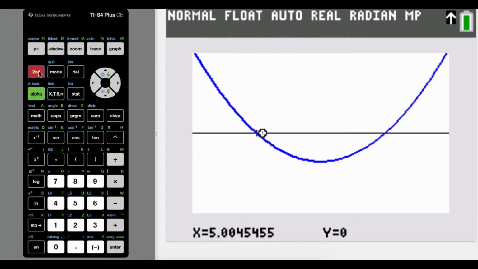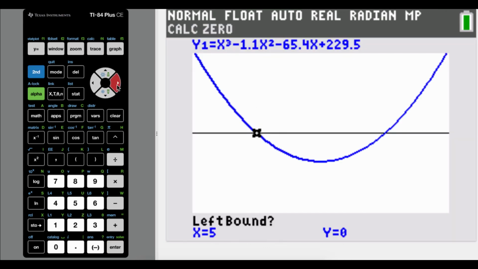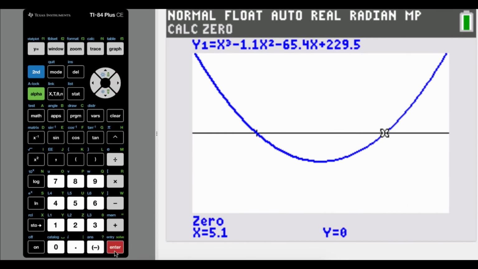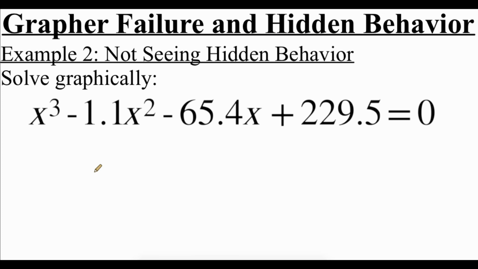And then if we do the same thing but over by our other x-intercept, so left bound I need to be on the left hand side, hit enter. Right bound I need to be on the right hand side, hit enter, enter. And then we get 5.1 and 0. So this equation does in fact have 3 x-intercepts. One of those x-intercepts was at -9. Another one of those x-intercepts was at 5. And our last x-intercept was at 5.1.